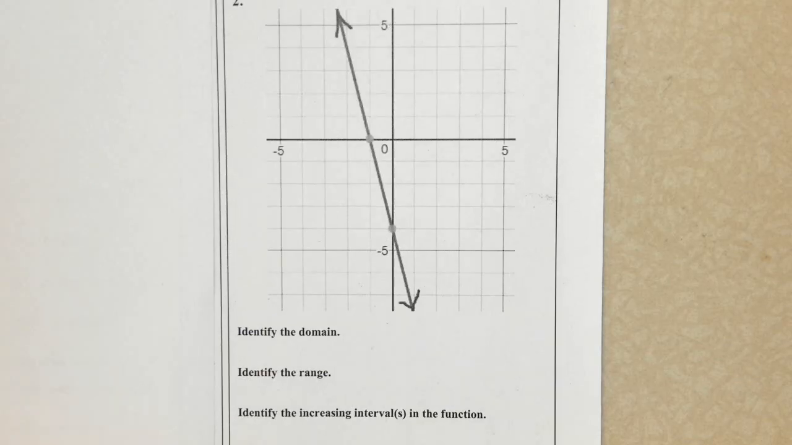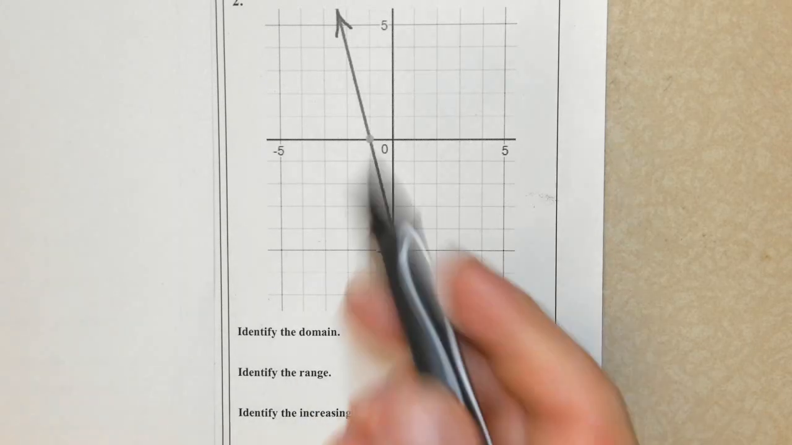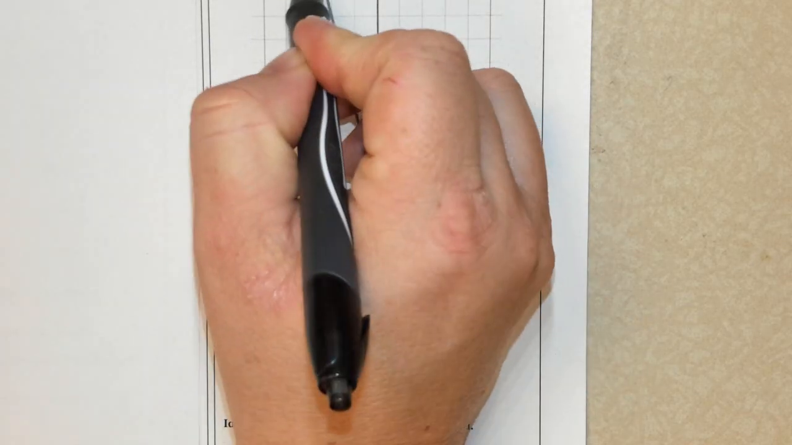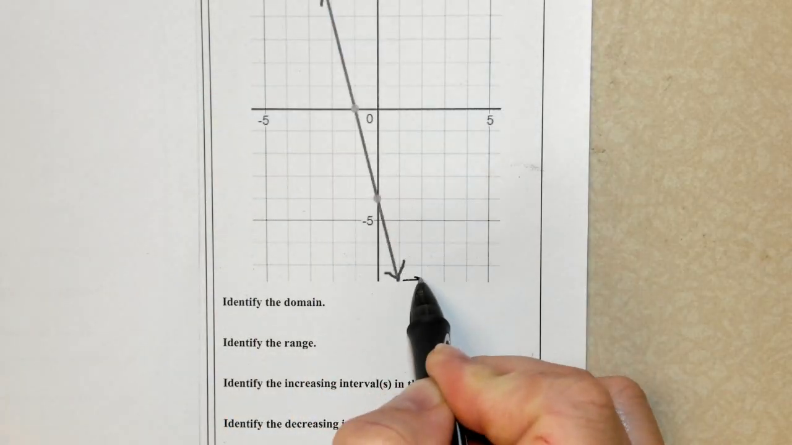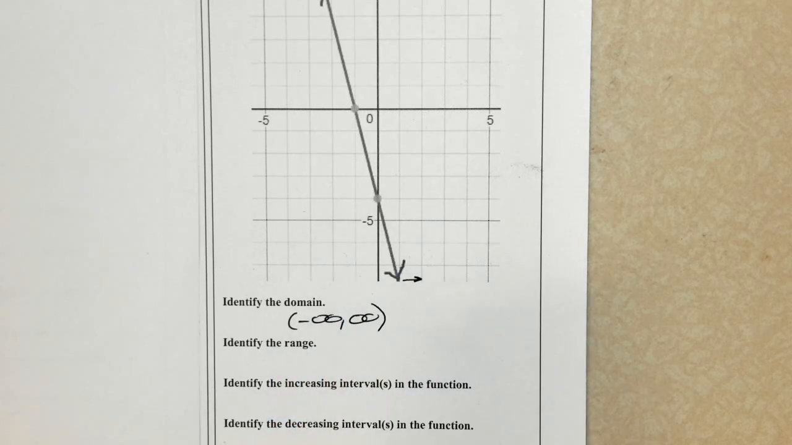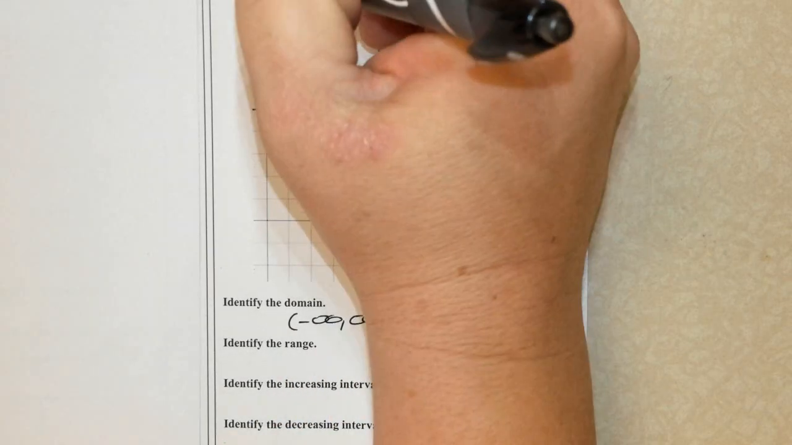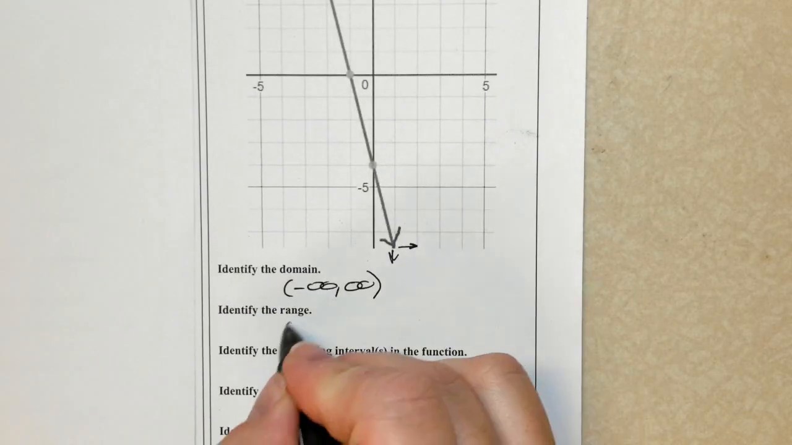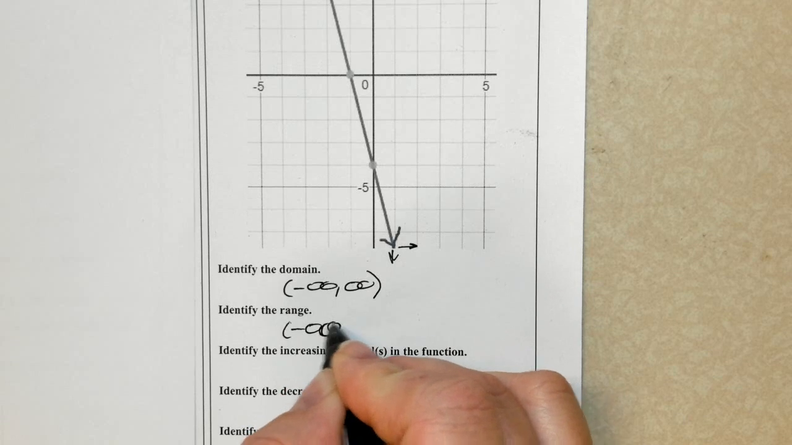Continuing on to number 2. In number 2, we're going to start with identifying the domain and range of this linear line. So there's no limit how far it goes to the left or to the right. So I'm going to demonstrate that as negative infinity to positive infinity. Again, there's no limit how far it goes down, and there's no limit how far it goes up. So negative infinity to positive infinity.